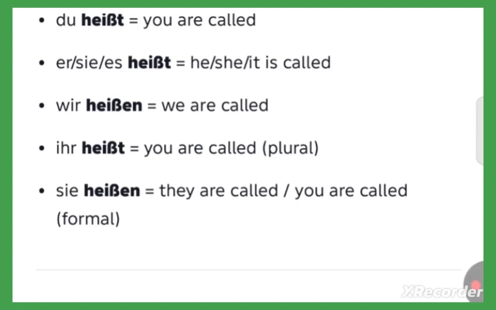Er, sie, es, etc.: heißt. So er heißt, he is called. Sie heißt, she is called. Peter heißt, Peter is called, etc. If it's wir, it's heißen. Wir heißen, we are called, whatever you are called. Sie heißen, they are called, etc.